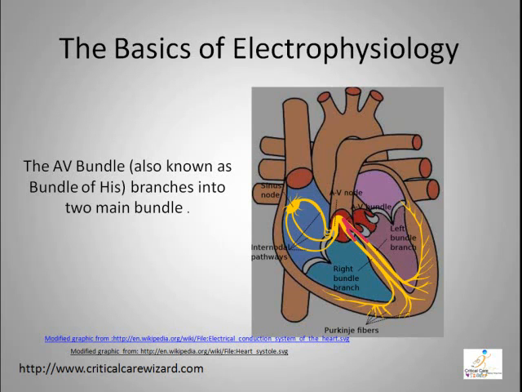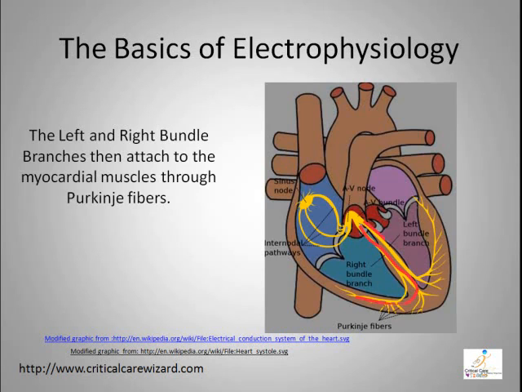The AV bundle, also known as bundle of His, branches into two main bundles. The left and right bundle branches then attach to the myocardial muscles through Purkinje fibers.